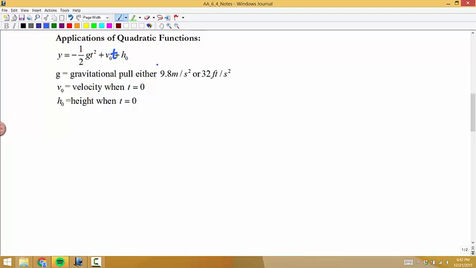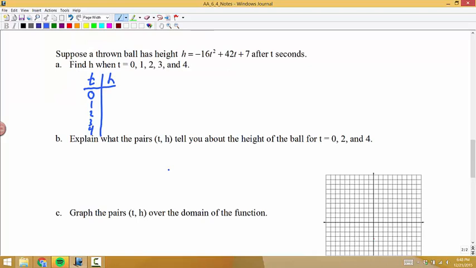Now, what that really means is this g stands for the gravitational pull. So it's going to be either 9.8 meters per second squared or 32 feet per second squared, depending on if you're dealing with feet or meters. V sub 0, or v naught, represents the initial velocity, or the starting velocity when the time is 0, and h naught represents the starting height, or the height when the time is 0. So what we want to be able to do is solve problems involving this right here. Let's take a look at an application of this.